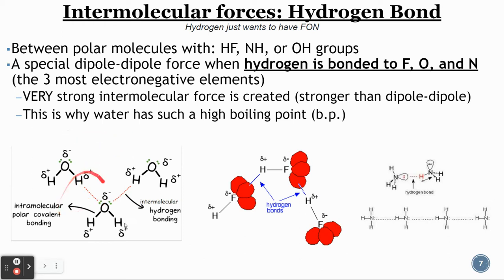And actually, it's a hydrogen bond that gives water such a high boiling point. Generally, bigger molecules will have a higher boiling point. But water is such a small molecule and it has a pretty high boiling point for its size. And it's really because the hydrogen bond is a pretty strong intermolecular force that you need to break.